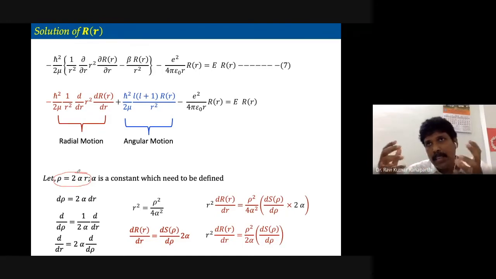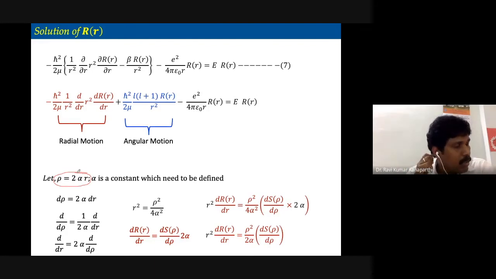It's like you remember the case of the harmonic oscillator. There also we made a substitution, which is directly proportional to the equilibrium distance. Similar to that, rho is directly proportional to r. R is nothing but the radial distance. Radially, the electron can move accordingly, its kinetic energy can change, right? So it is one parameter I'm defining, and it is directly proportional to r. The constant we replace with 2 alpha.